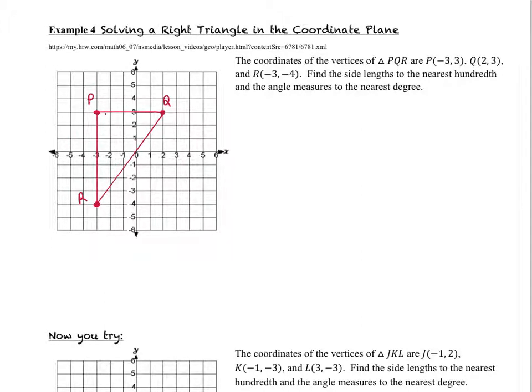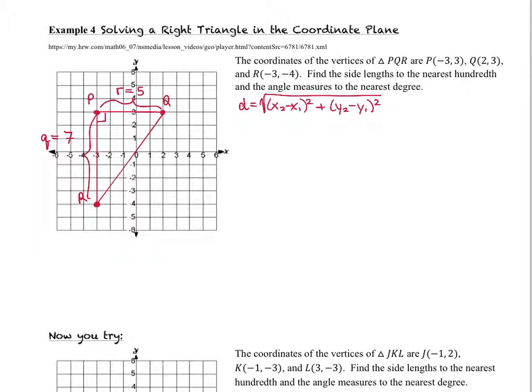Luckily, we've got a beautiful right triangle here, so we can calculate the horizontal and vertical lengths of the legs just by counting boxes. From P to Q, we have 5 units. Remember that this is also called side R. From P to R, we have 7 units, and this is also called side Q. Now, we need the distance from R to Q, and for that, we need to use the distance formula.